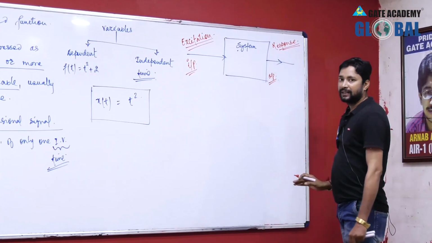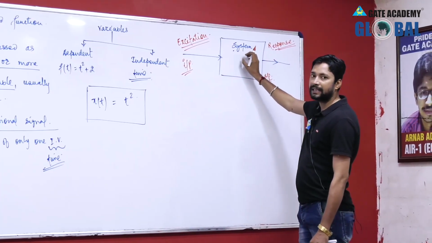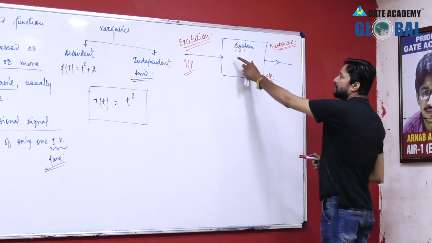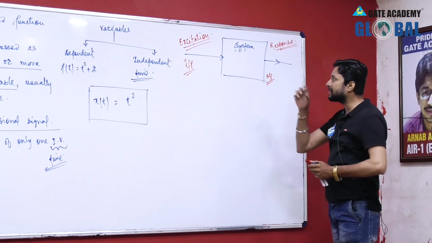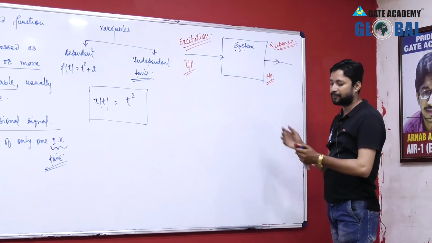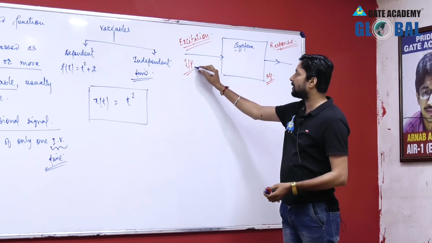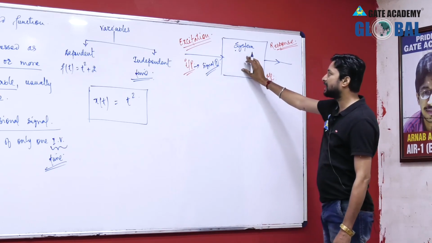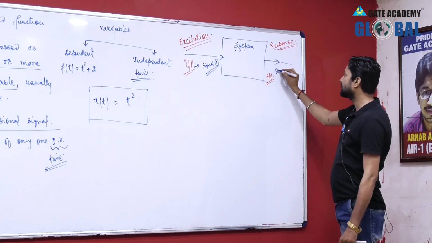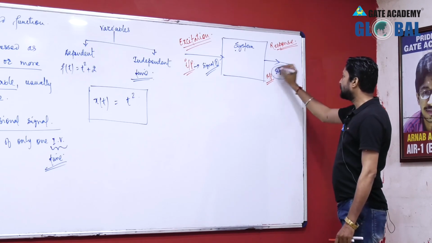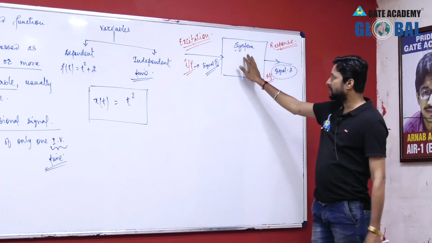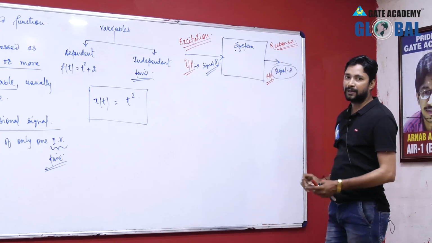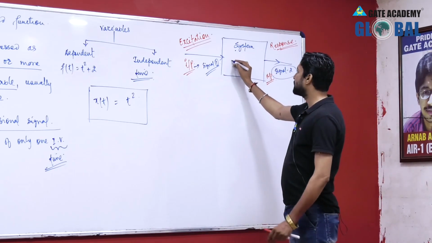The output and input are related by the operation which the system is going to perform. Like what we have said here, a system is an interconnection of different physical components which is used to convert one form of signal into another form. Suppose here we are applying input signal 1, and this system converts this signal 1 into another form, that is signal 2. So here is the system which is used to convert one form of signal into another form. The operation that the system performs is normally represented by the T operator.